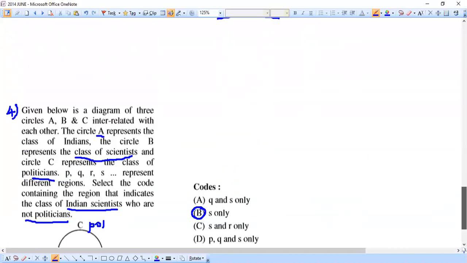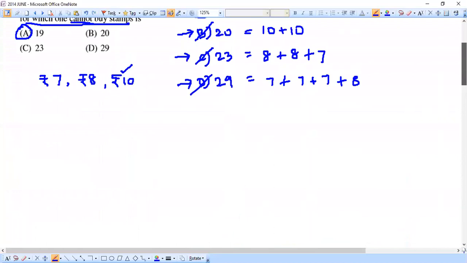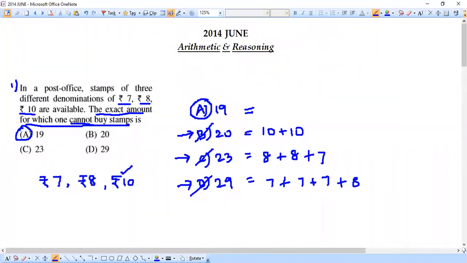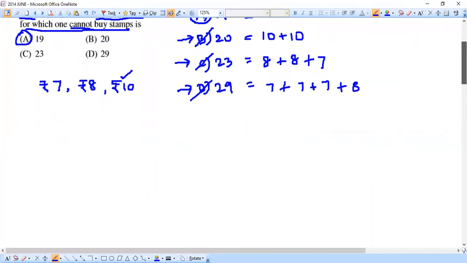Yes, we have completed all the 4 questions here. We just had 4 questions and each of them were from different varieties. I hope you enjoyed these questions.